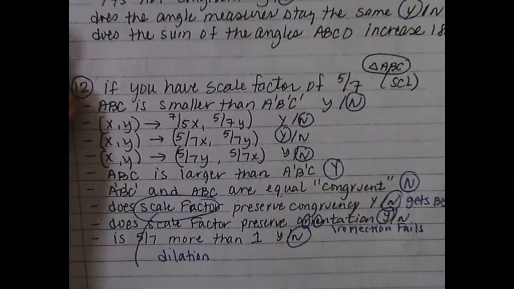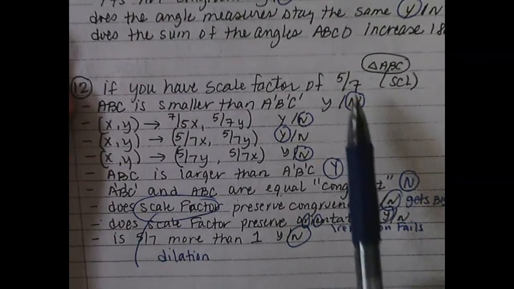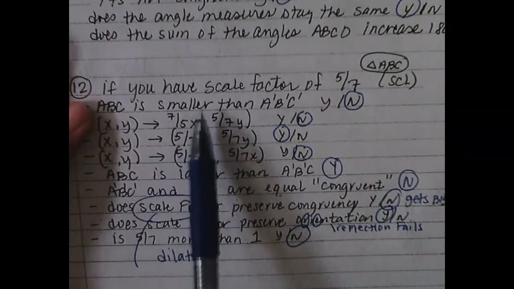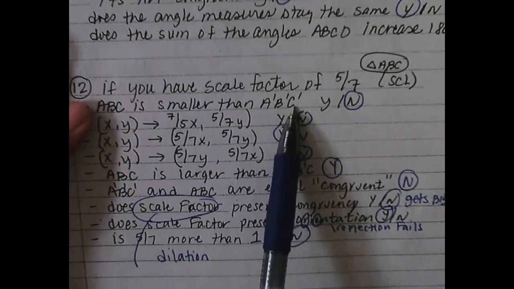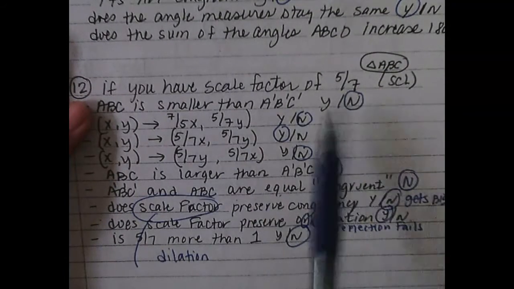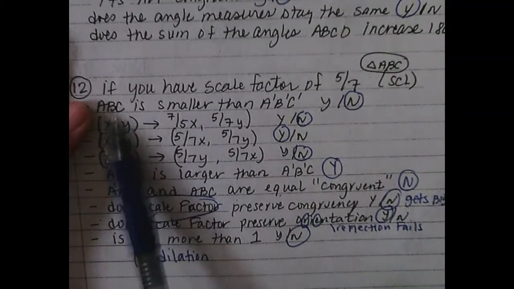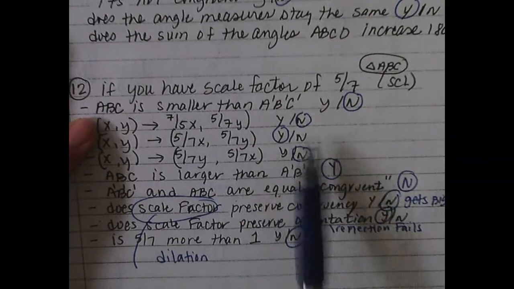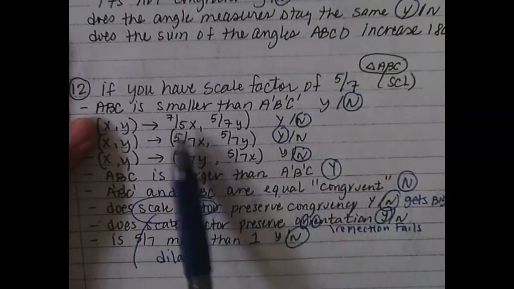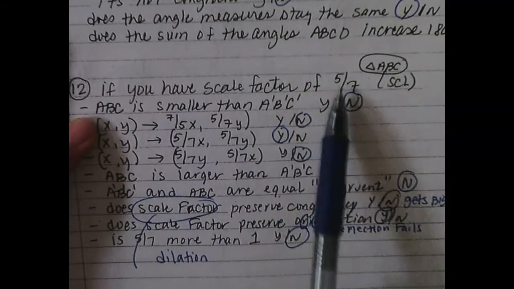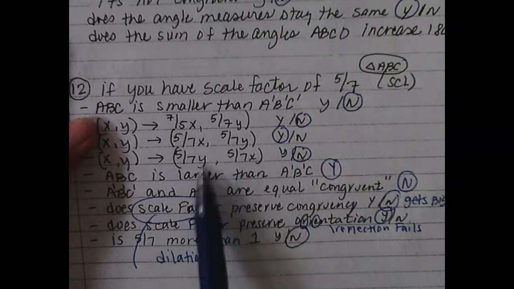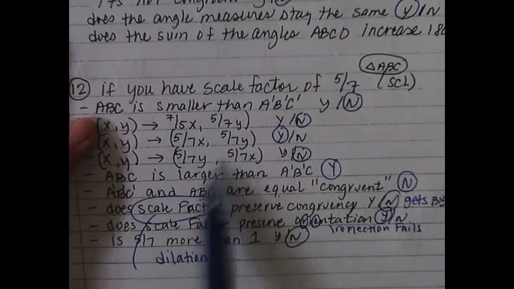Question 12. So here's the answers to question 12. It says if you have a scale factor of 5/7, wouldn't 5/7 make it smaller? So ABC is smaller than A prime, B prime, C prime. If you multiply by 5/7, you're getting smaller. So that makes the original bigger. So this is no. One of these is correct. And I said no, yes, no. I say this one's no because that's 7/5 and it's supposed to be 5/7. Careful. That one's a good one. That one's wrong because the X and the Y changed. There's no flip here. Tricky.